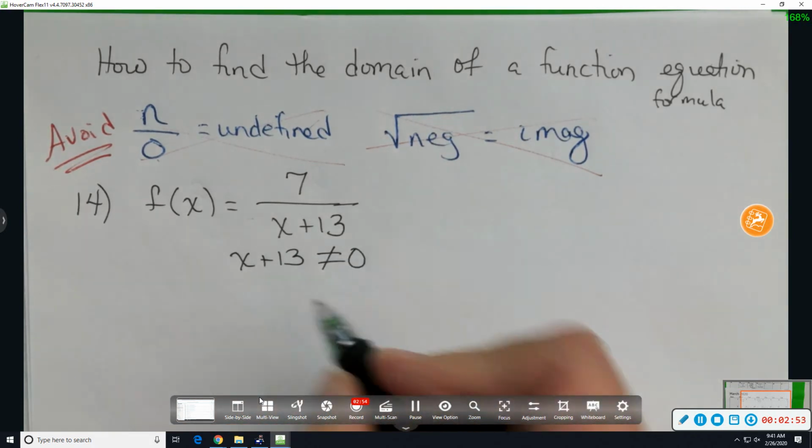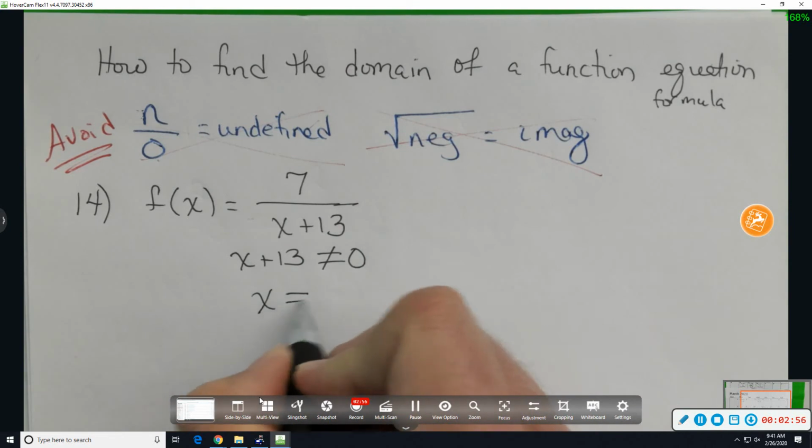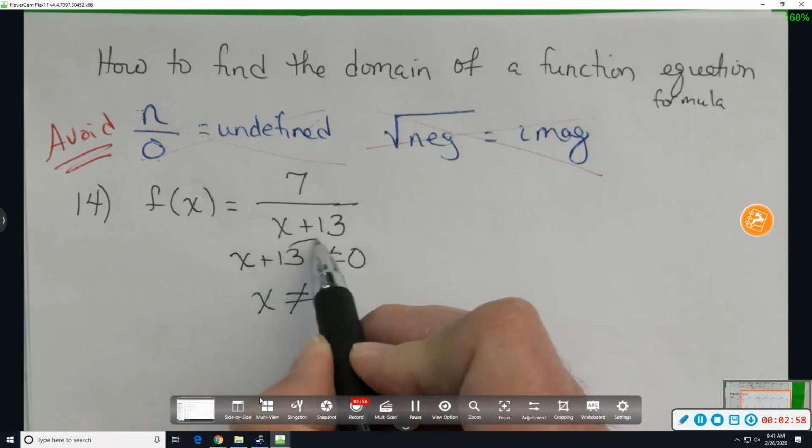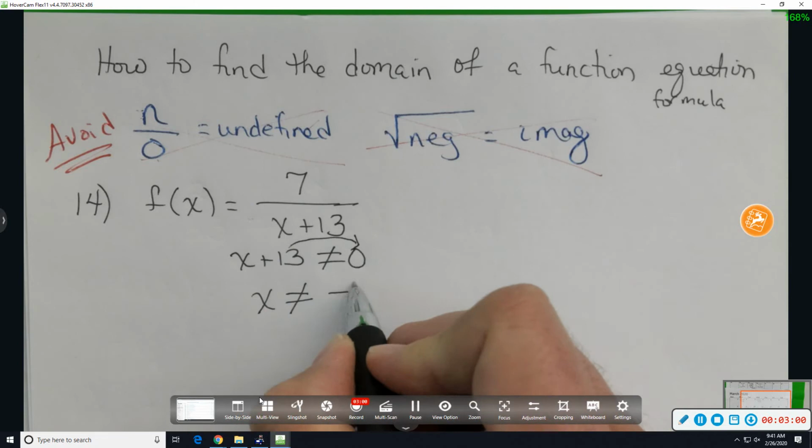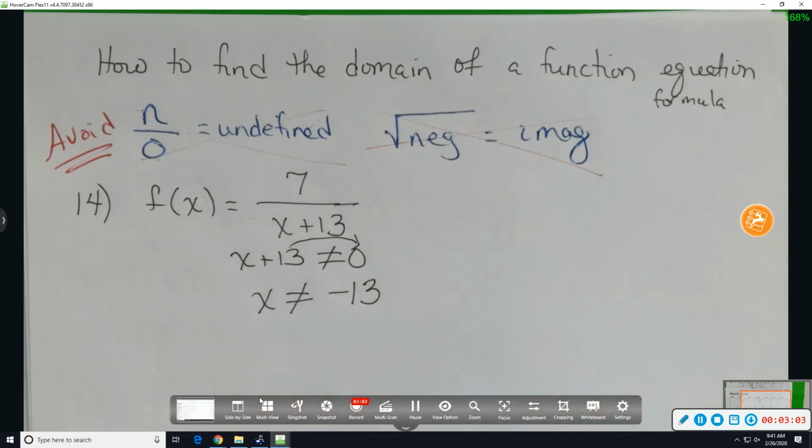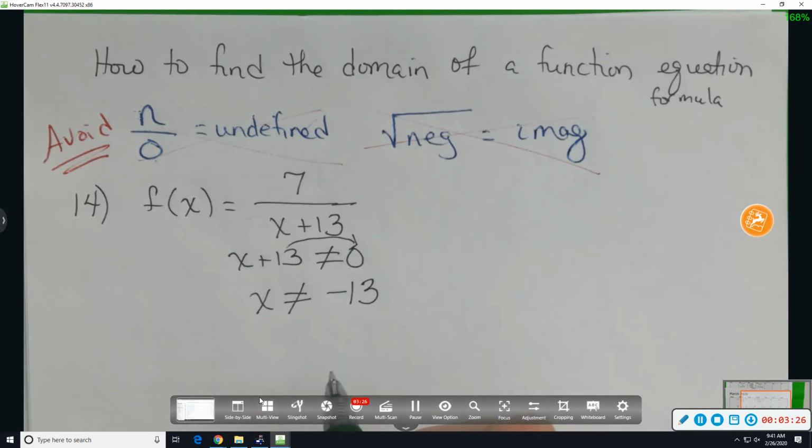Isolate the x, and what would we get? x can't be what? Negative 13? That means x could be anything else except negative 13. Back in the olden days, when they asked, what is the domain? The answer would be, okay, x could be any real number except negative 13, but that's not how we write it now. Now everything's interval notation.